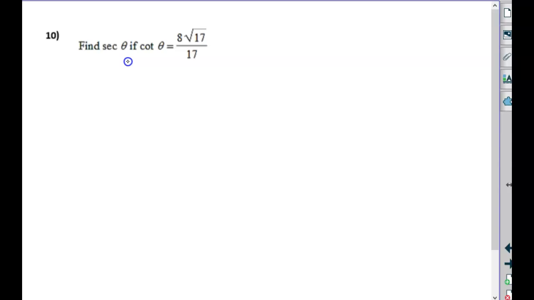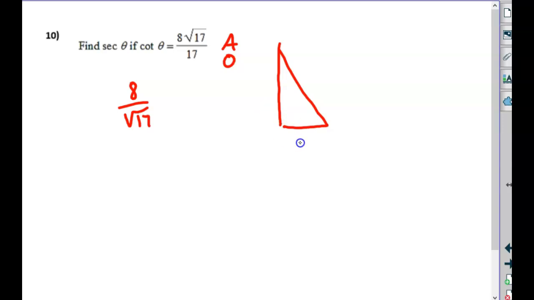Okay. This one says cotangent is, ooh, ick. So if I have a right triangle, I would have cheated. I would have said this is really 8 over the square root of 17 that's been rationalized. And does anybody else see that? Because that would help us a lot, but we can leave it the way it is. Cotangent is adjacent over opposite. So if I put my angle down here, I have 8 square roots of 17 over 17.